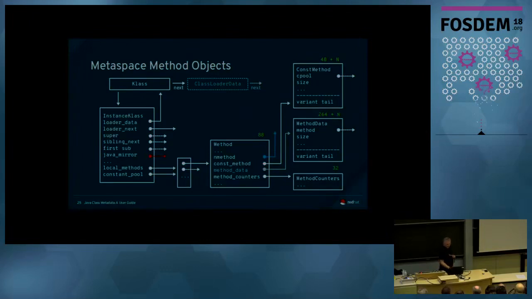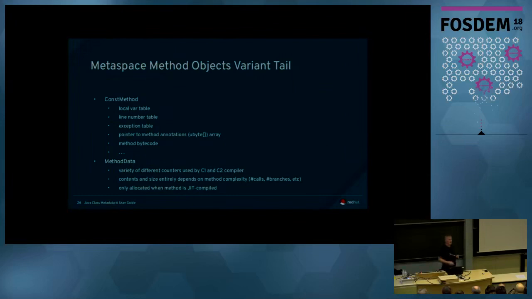So the two tails of those two objects, the const method: if you have local variables in the compiled code, you need to compress them into the tail there to keep track of that so you can identify local variables if you ever need them. If you have line number information, it also gets put in there in a compressed form. The exception table records exception flow. If you have any exception flow, that needs to be recorded in there. Annotations on the method will be a compressed byte array in there. And the actual original method byte code goes in there. So the size of that really depends upon the complexity of the method and how you compile it.